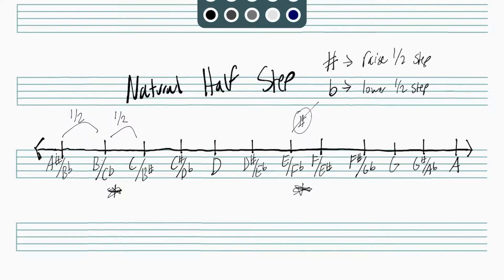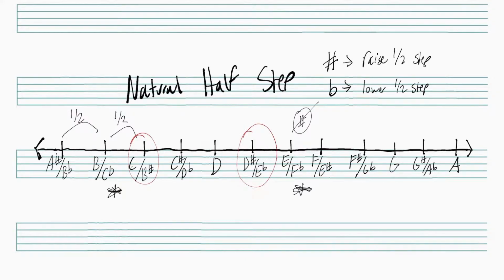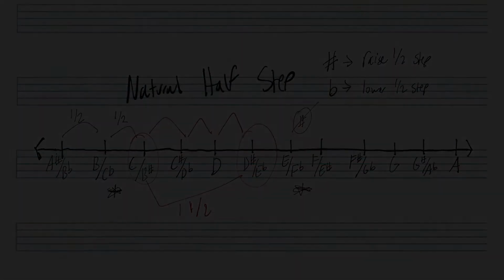For example, a little tangent here, but if I were to move from C all the way to D sharp, E flat, that would be 3 half steps, half step 1, half step 2, half step 3, for a total of 1 1/2 steps. So in just a moment, we'll go over to the keyboard and reinforce what we've seen here on the written note ruler.